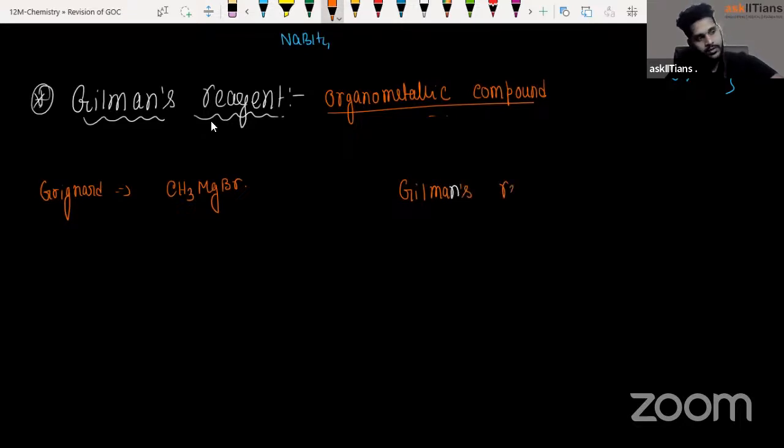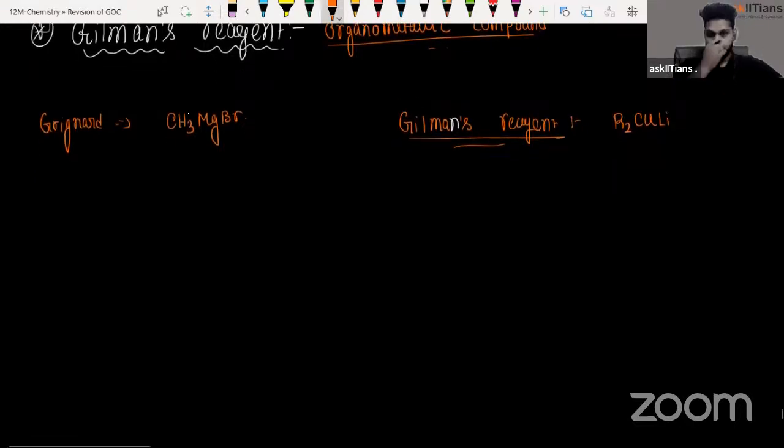What is a Gilman? The molecule goes like R2CuLi. This is also an organometallic compound. How do we understand what an organometallic compound is? Let's say there's an organic compound, and with that you have a metal connected. That's called organometallic.